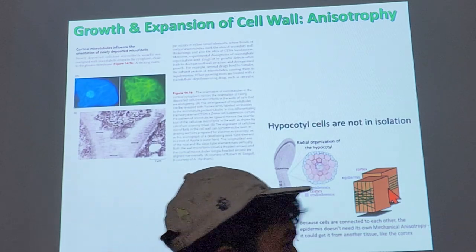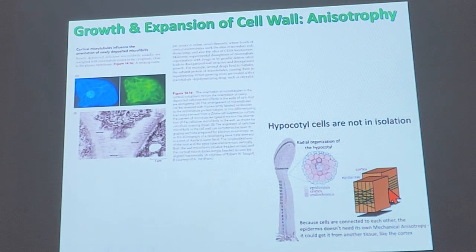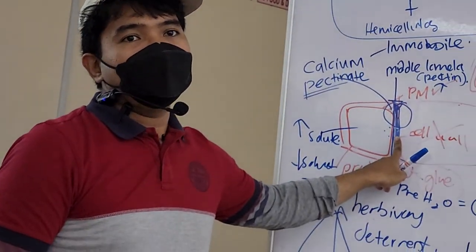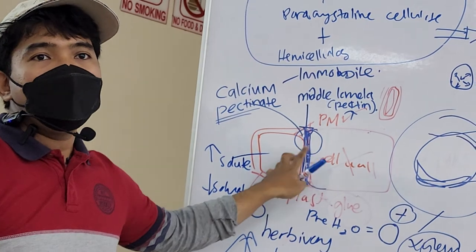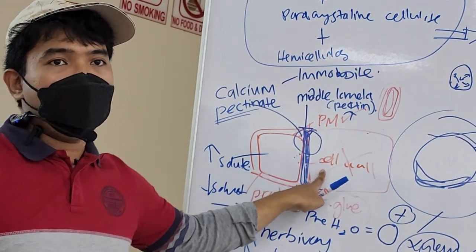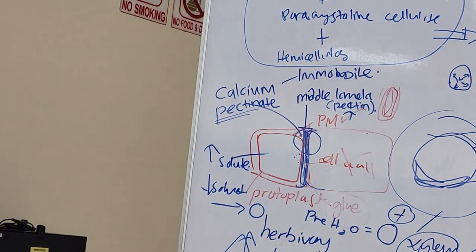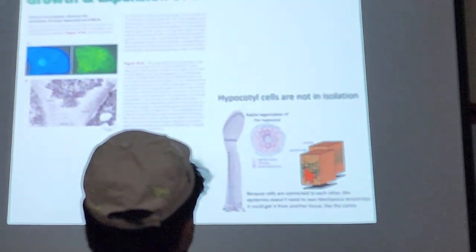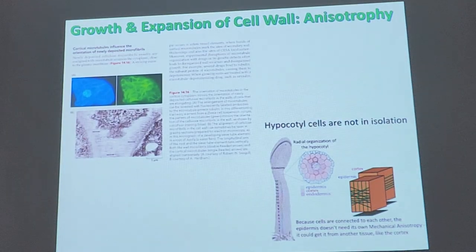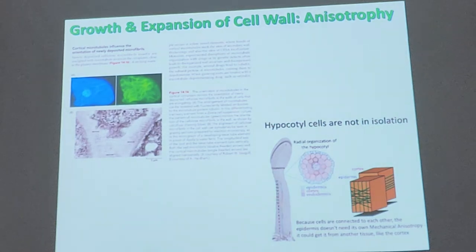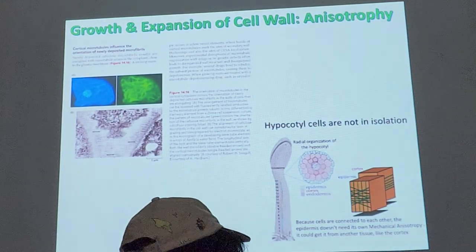And remember, cells are always connected because the cortical cells, the cortex cells, are right next to the epidermal cells. It influences the epidermal cells to have this dominant cellulose transverse arrangement. And because of this, that's why it can have this elongated growth and isotropic growth.